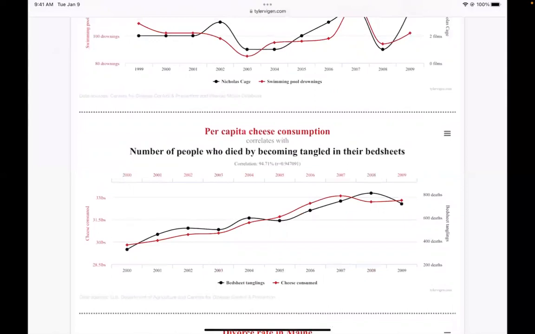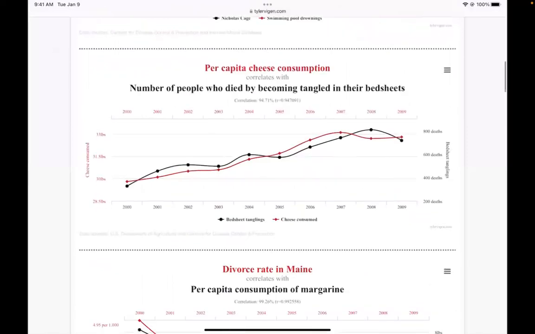TylerVigen.com. I'll write it down on the PowerPoint because you can create your own. You can choose things and how high of a correlation coefficient you want. And it's hilarious. It's so much fun. So this one is per capita cheese consumption correlates with number of people who died by becoming tangled in their bed sheets. 0.947 is my correlation coefficient. See, I told you math can be fun.